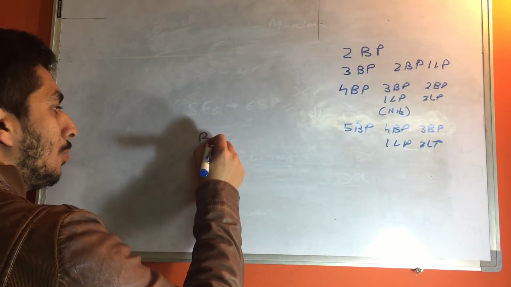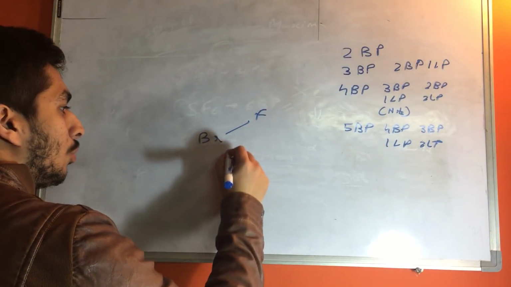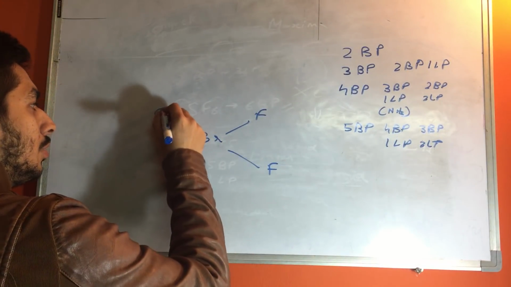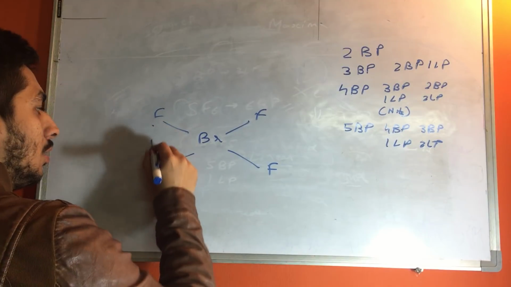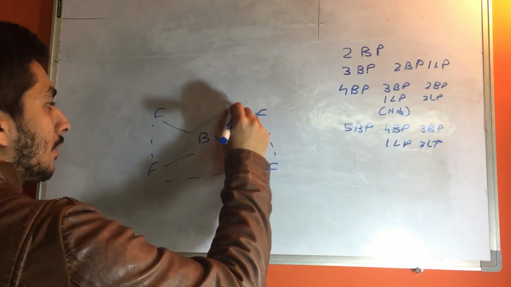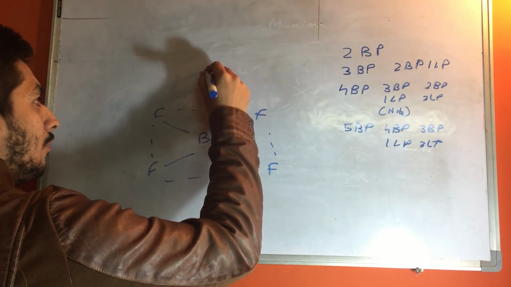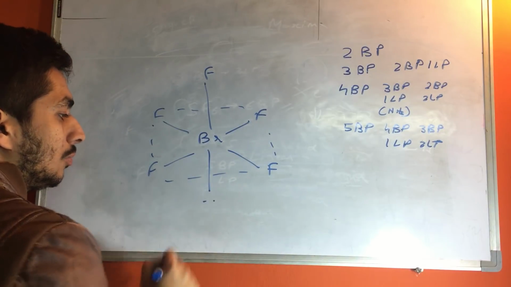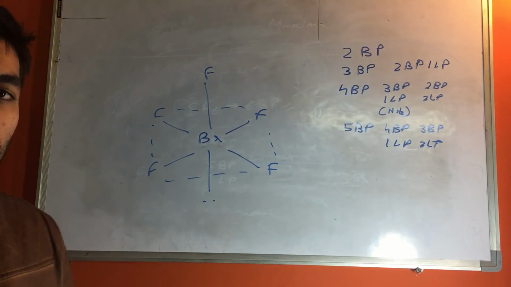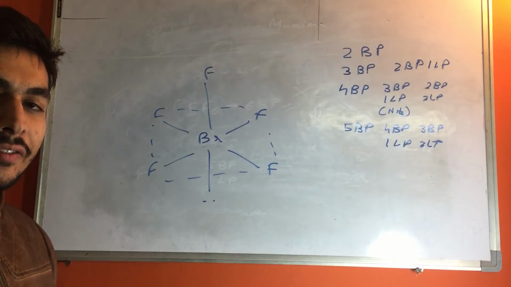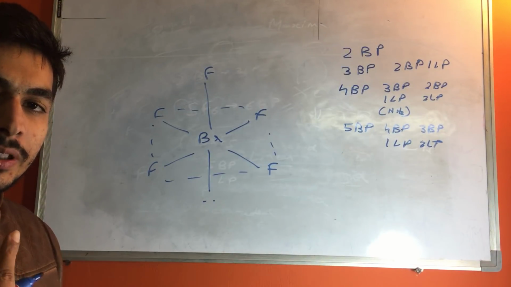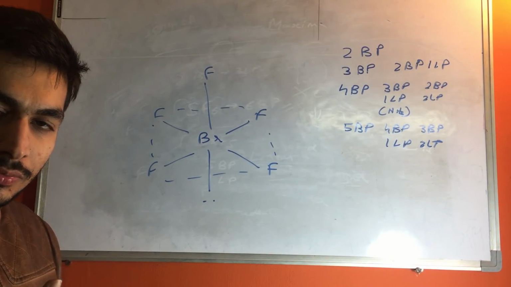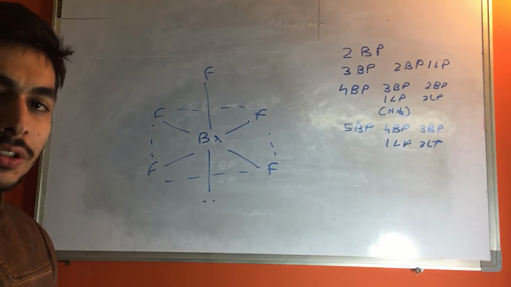So if I draw bromine in the center, we have 5 fluorines. 1, 2, 3, 4 like this. They all are in the same plane. Then we have one fluorine above, and we have a lone pair of electrons below the plane. So this is the structure which is known as square pyramidal BrF5. 5 bond pairs and 1 lone pair. The shape is square pyramidal. The molecular geometry is octahedral.